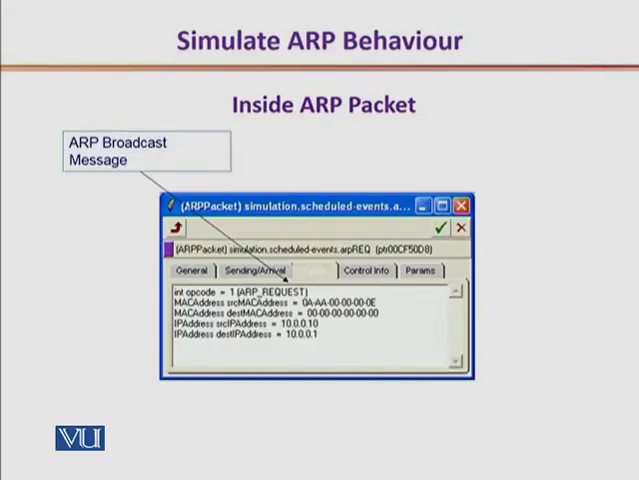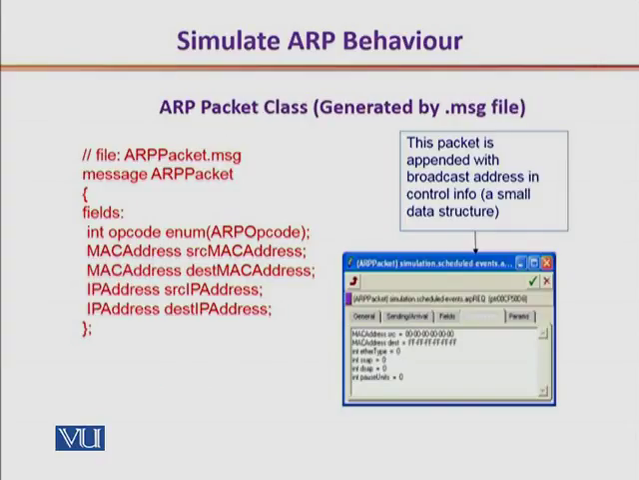The ARP broadcast message would contain this information, that is, the destination MAC address is looked for, the source MAC address is this, the destination IP address looked for is that of the server. If you remember, the ARP packet class is actually derived from .msg file. This ARP packet actually is appended with the broadcast address as the control information, and it contains all the information that we have just seen.